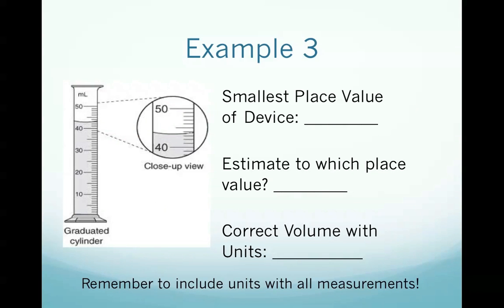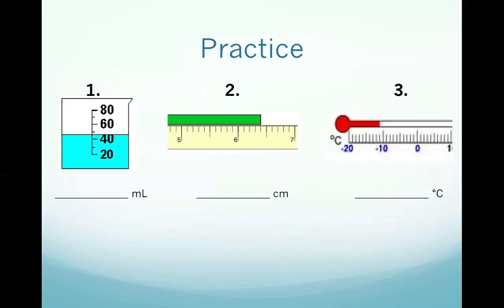Okay, and then our third example here, we have a graduated cylinder, so we're working with milliliters. If we look at this close-up view, we can see that the smallest place value is the ones. That means we're going to estimate one additional place value to the right, which is our tenths. So our correct volume with units is not going to be 43 or 44, but 43.1 milliliters. So that 0.1 is our estimated digit. And remember to include all units with all your measurements, so address your numbers.